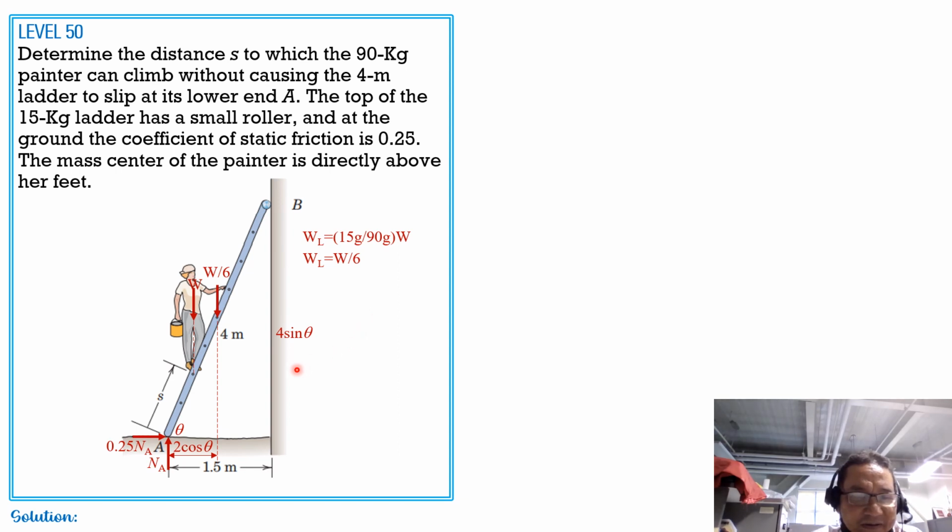So, of course, summation of forces vertical equals 0, or normal NA equals W plus W over 6, and NA therefore is 7 over 6 of W. Then take note that 0.25 of NA is equal to NB if we sum up forces horizontal. So 0.25 of NA equals NB. So 0.25 of 7 over 6 W equals NB. So that means NB is equal to 7 over 24 W.